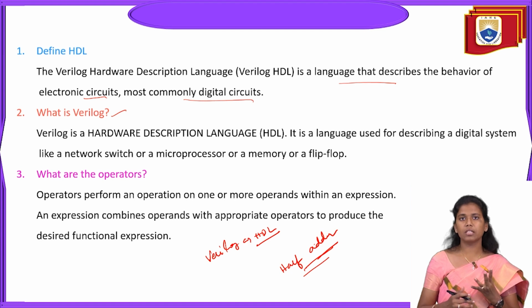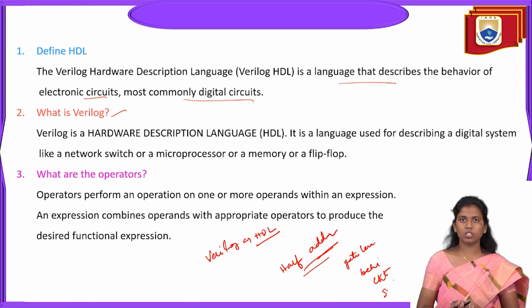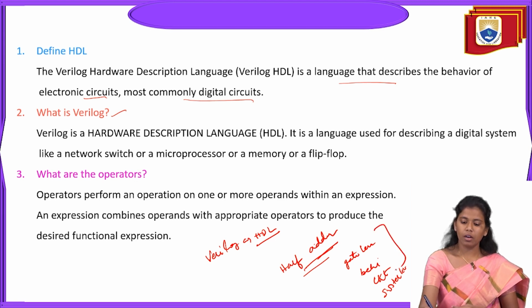We have discussed that there are 4 levels of abstraction in the HDL. They are the gate level abstraction, behavioral level abstraction, circuit level abstraction, and the switch level abstraction. These are the 4 levels of abstraction. That means being a designer, I can design my circuit by choosing any one out of these 4 levels of abstraction.